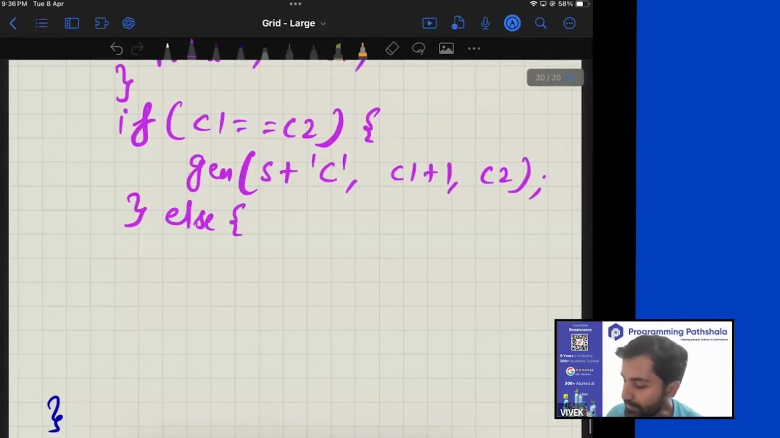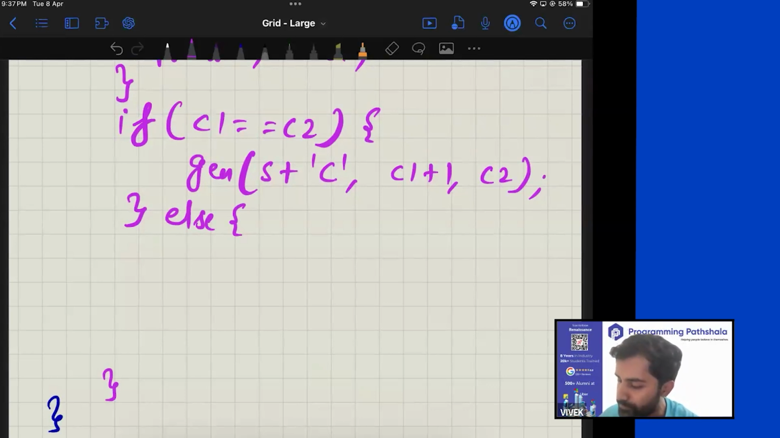Else case means that count 1 is greater than count 2. So the number of opening braces is more. If the number of opening braces is more, in that case, there are two possibilities. The first possibility is that you have exhausted all your opening braces. So if you have exhausted all your opening braces, in that case, there is only one choice.